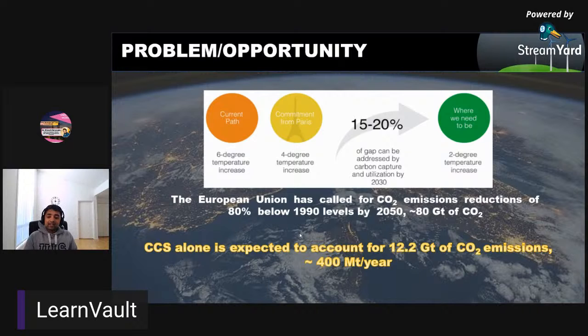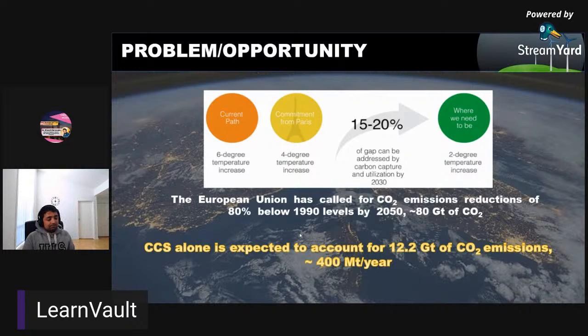But then out of this 80 gigaton of CO2, CCS alone is expected to account for 12.2 gigaton of CO2 emissions. Now, in order to match this figure, 12.2 gigaton of CO2 emissions by 2050, we should be injecting roughly 400 megaton of CO2 per year, now, this year currently.